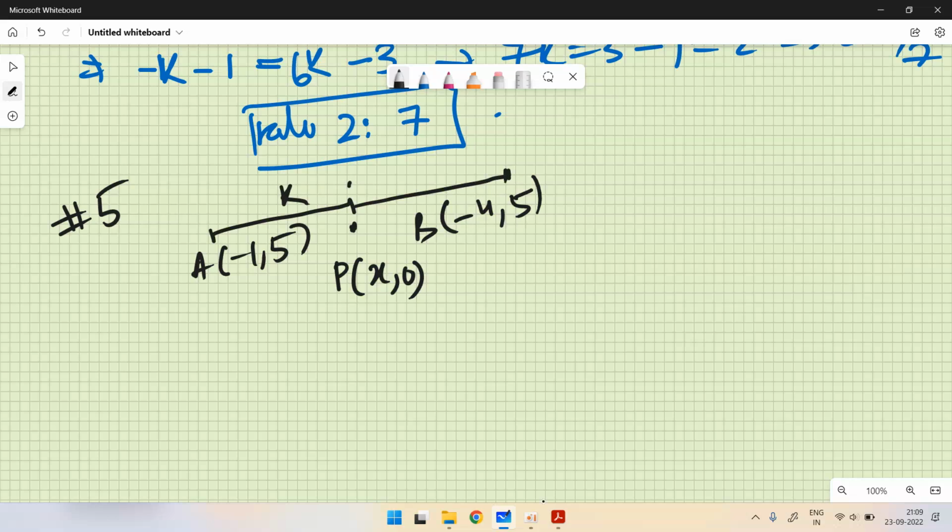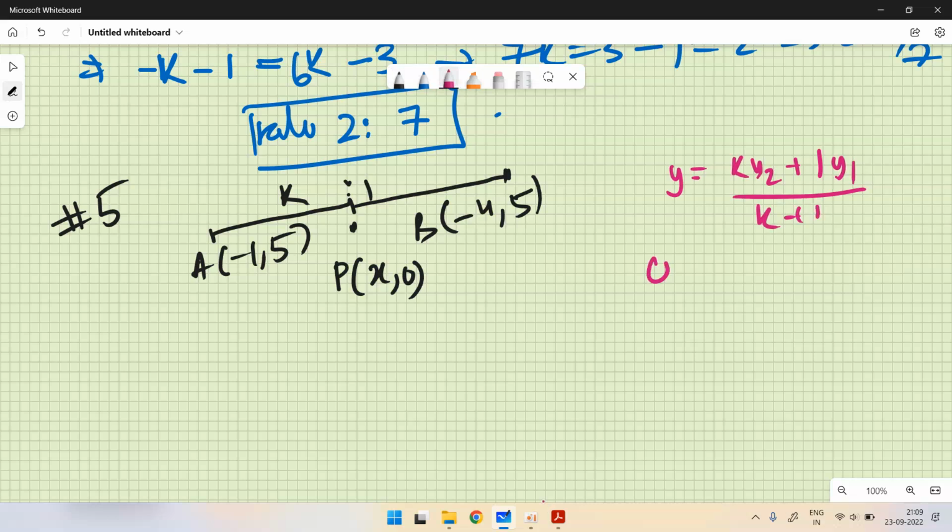So applying the formula, x equals k x2 plus x1 by k plus 1. First, since the y coordinate is given to be 0, I am equating the y part: y equals k y2 plus 1 y1 by k plus 1.